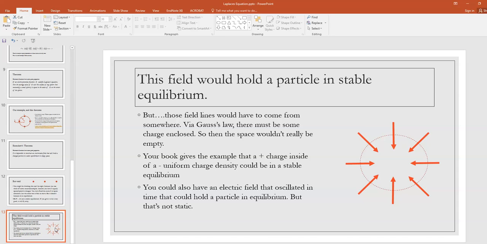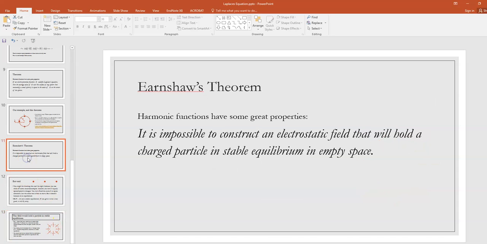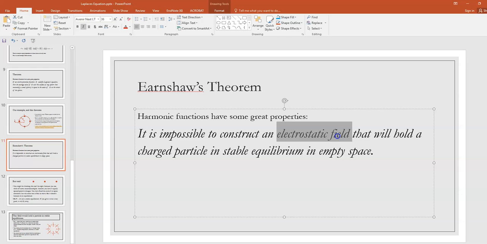So there you go. I think the important thing to remember about Earnshaw's theorem is all of the little finer points here and the carefulness of this wording: an electrostatic field that will hold a charged particle in stable equilibrium in empty space. Okay, so that's why I emphasize those words.